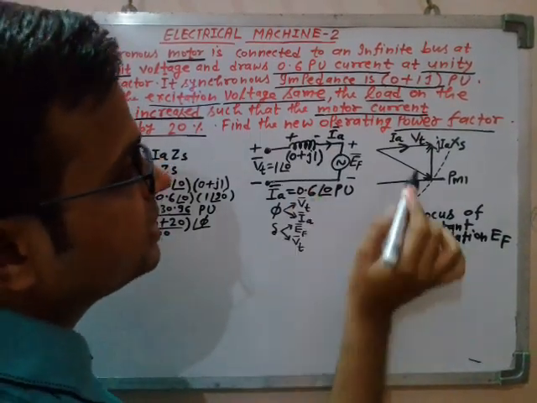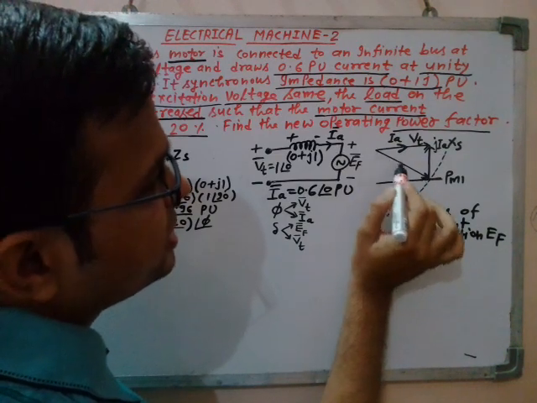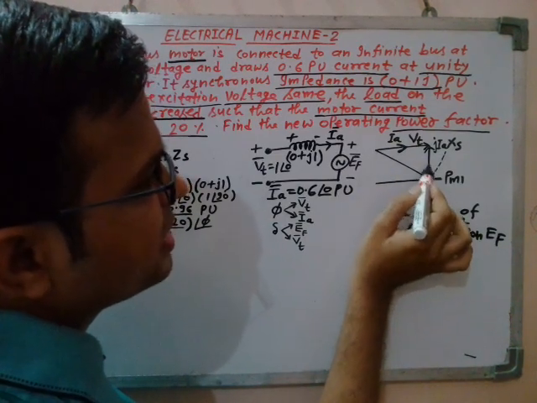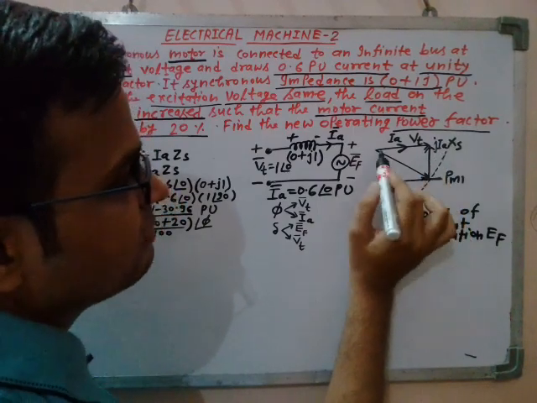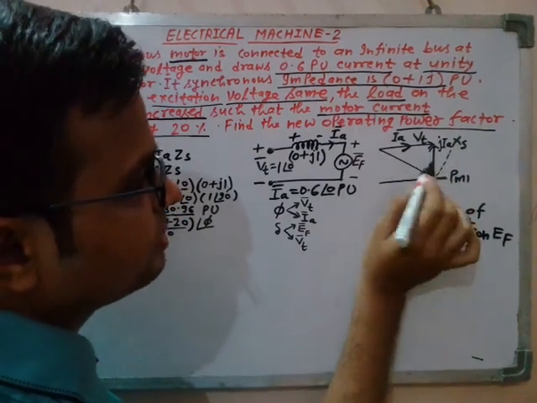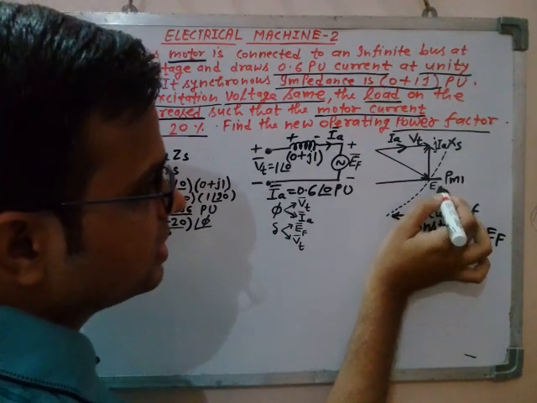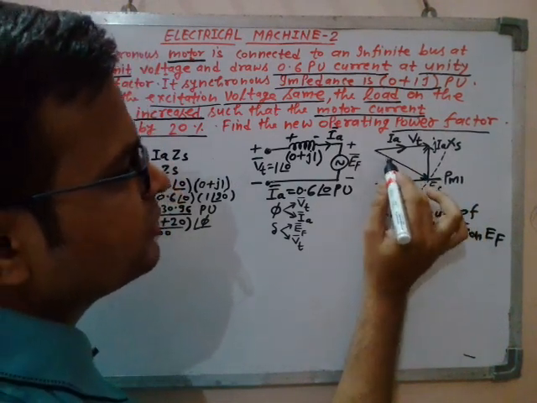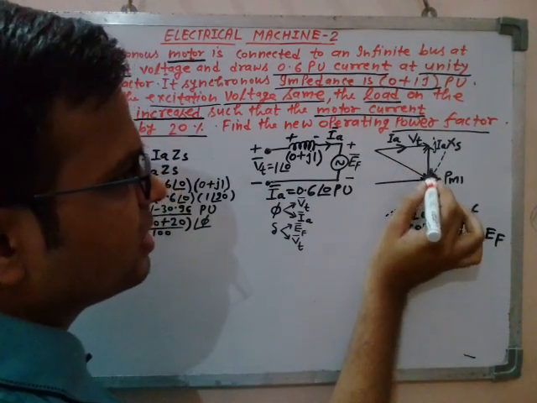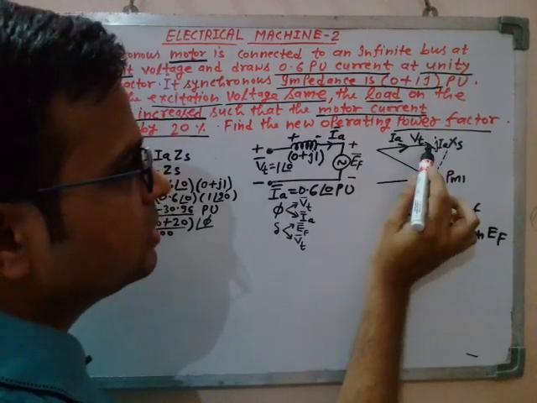Now take the phasor sum of the excitation EMF and j IA times XS. This phasor belongs to the excitation EMF. This is the excitation EMF phasor. So the phasor sum of the excitation EMF and the impedance drop of the winding will give you the terminal voltage.